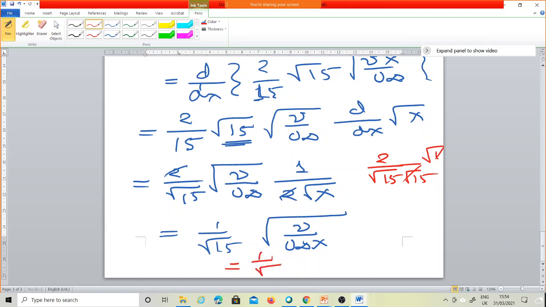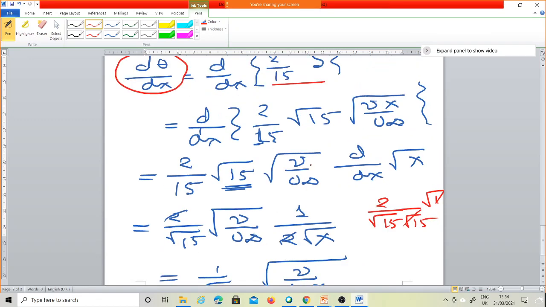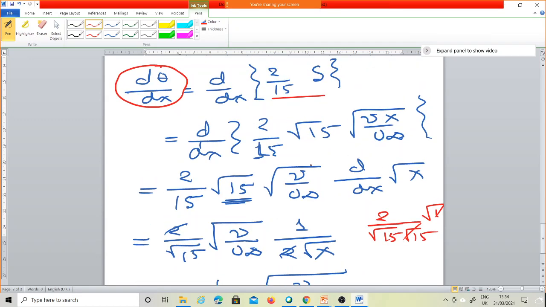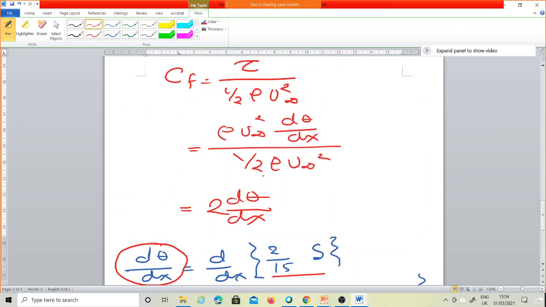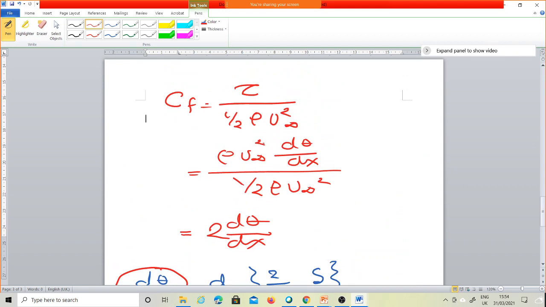So let's see over there. For now, this one is root over x, but you should have some x value. Please try to solve it by yourself. Maybe I missed out somewhere. There should be some x. So the basic thing is you just differentiate this one, simplify it, and put it in this equation. Then you will get the CF. This CF.